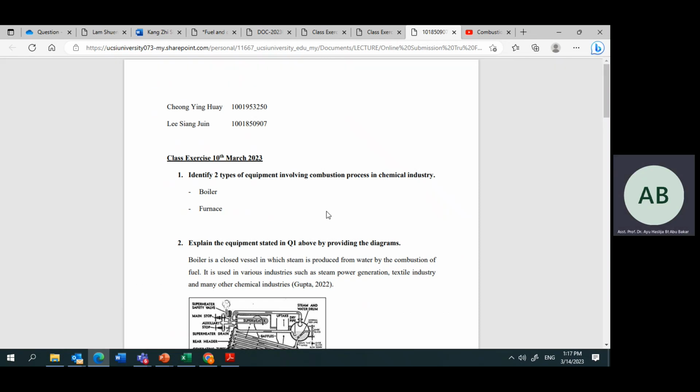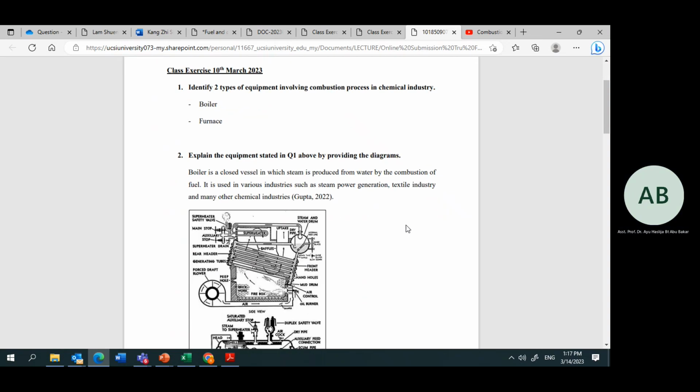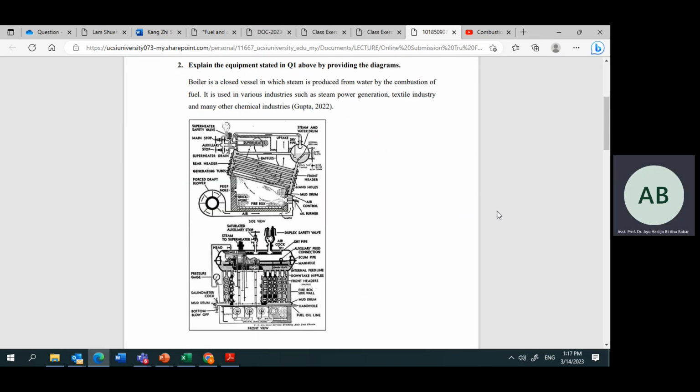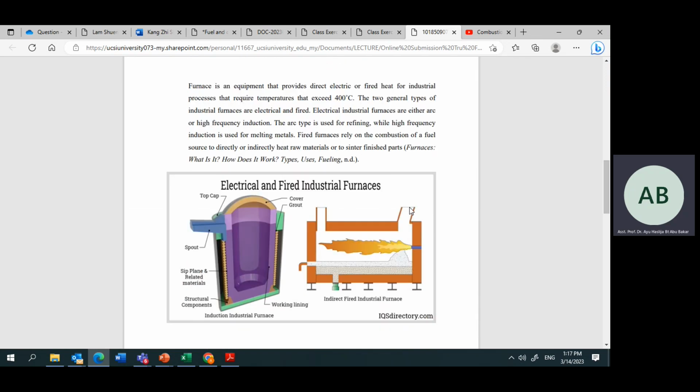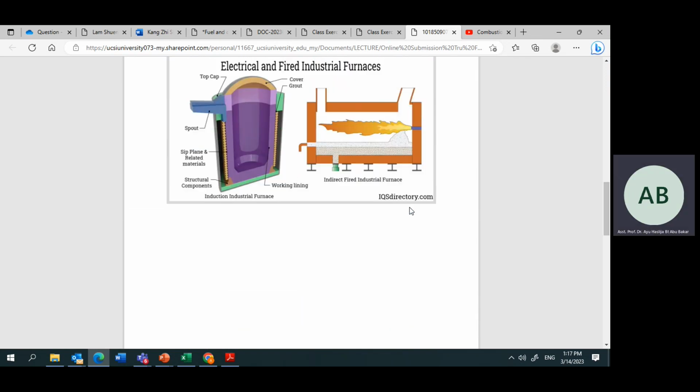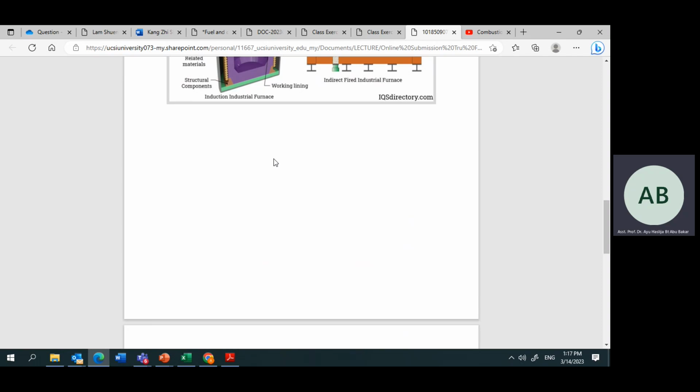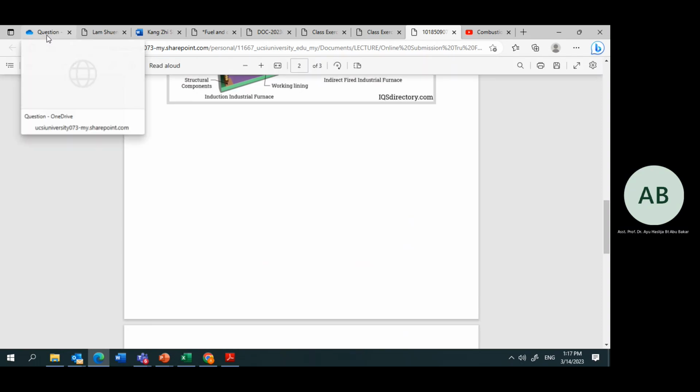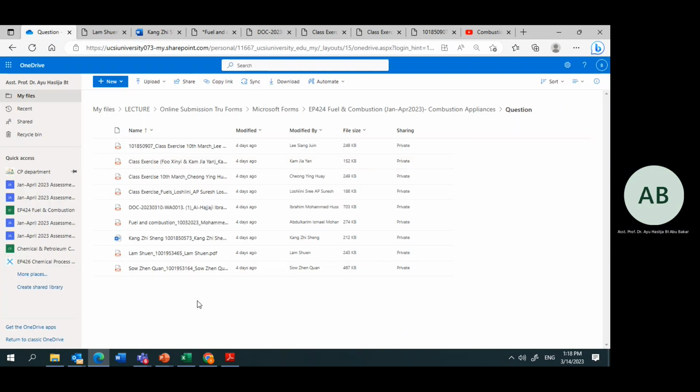Ying He and Lee Xiang Jun. Here not? Not here. Okay, so these are the only files that I received. The rest are not here.